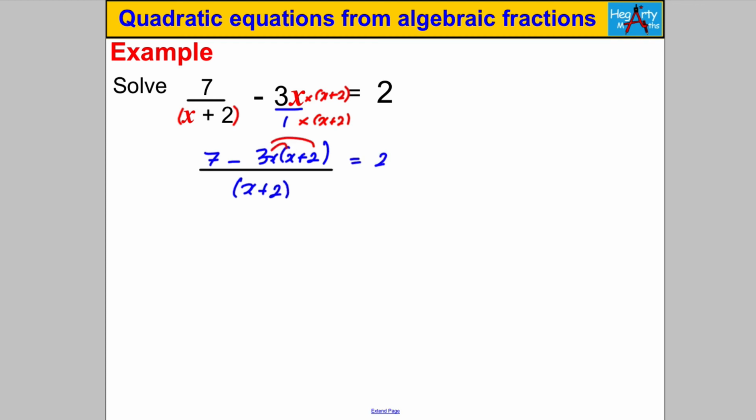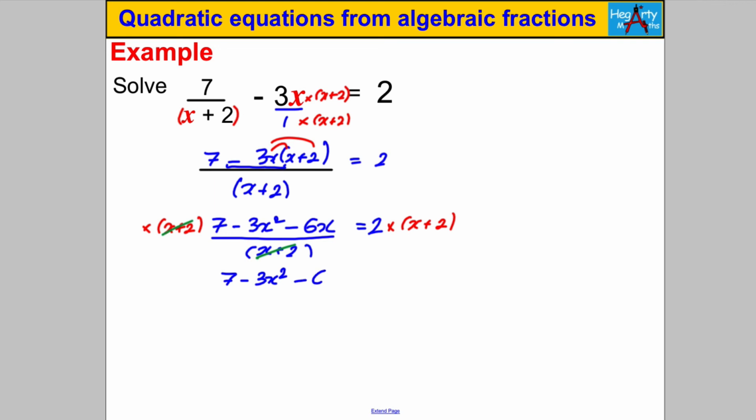Let's multiply out this here, and what would we get? Think of that as negative 3x multiplying in. So 7, negative 3x times x is negative 3x squared. Negative 3x times positive 2 is negative 6x. All over x add 2 is going to equal 2. Now I'm going to multiply both sides by x add 2 to cancel this x add 2 here, because dividing by the x is annoying me. So I'm going to get myself 7 subtract 3x squared subtract 6x is going to equal 2 multiplied by this, which I need to expand out, 2x add 4.